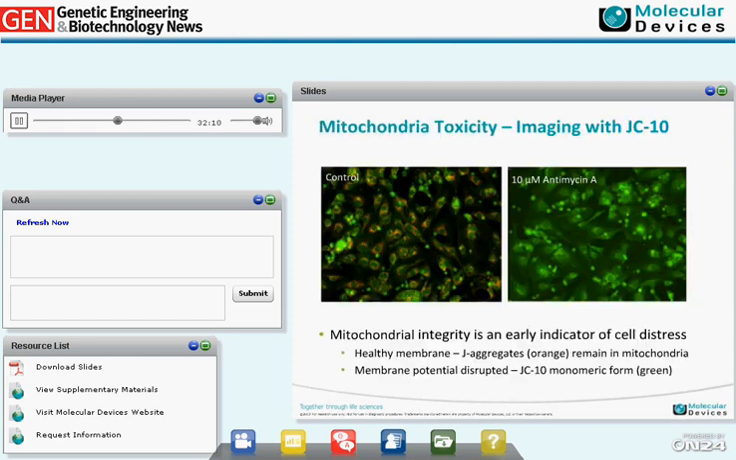So I'll switch gears a little bit and talk about how we can use now fully differentiated cardiomyocytes. And these are induced pluripotent stem cell-derived cardiomyocytes that we received from Cellular Dynamics.